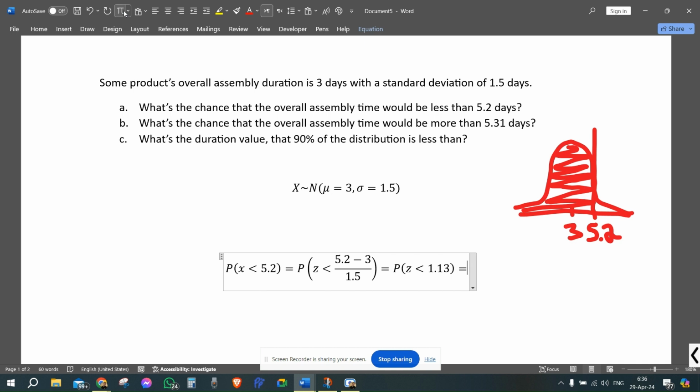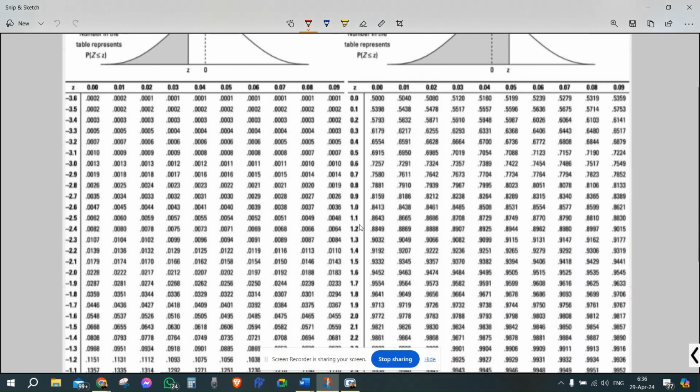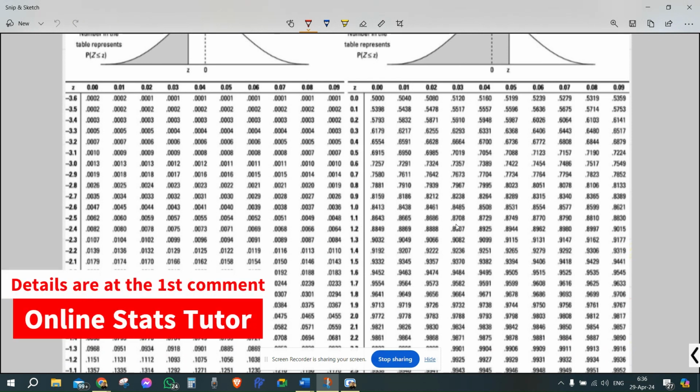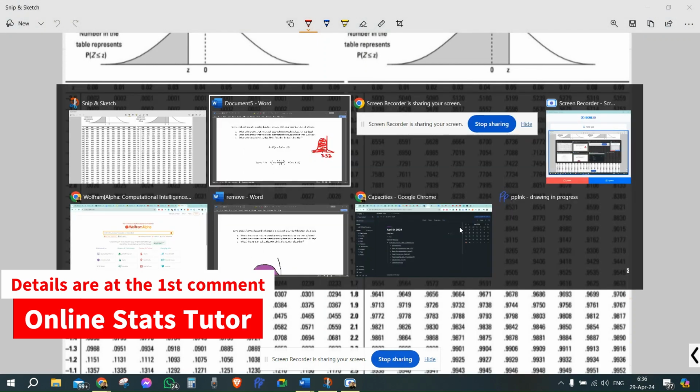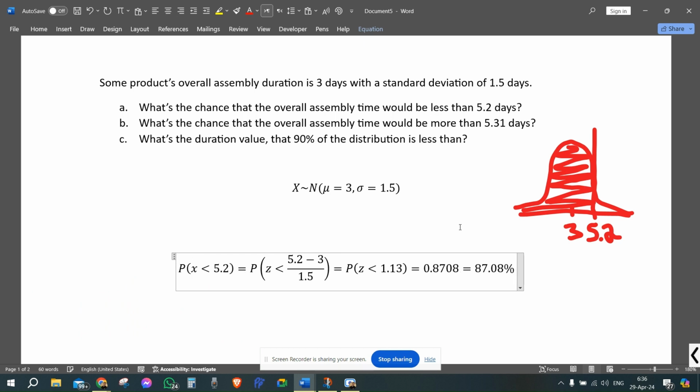So we want to find the probability for that. So the probability for that would be, in the table, 1.1 and then we need to go to 0.03. So basically, the probability we're looking for is 87.08%. So this would be the answer for the first question. So that is 0.8708, which is 87.08%.